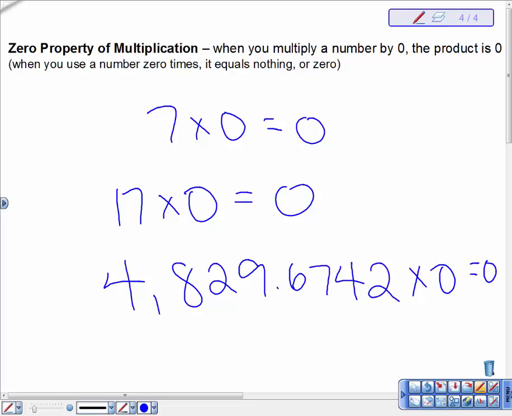Any number, no matter how big or small, any number times 0 equals 0. If you're using it never, you have nothing. So anything times 0 equals 0. Those are the 4 different properties that you need for multiplication.